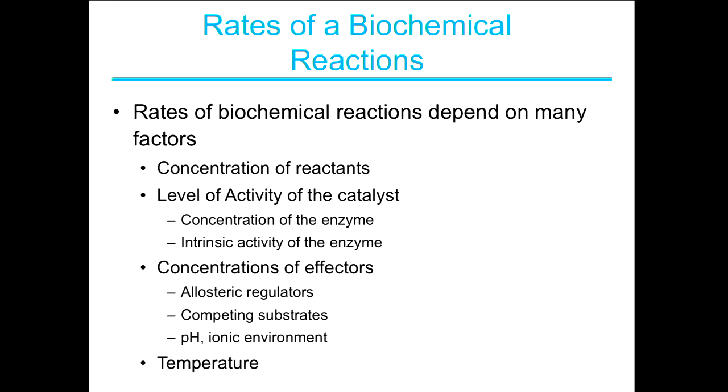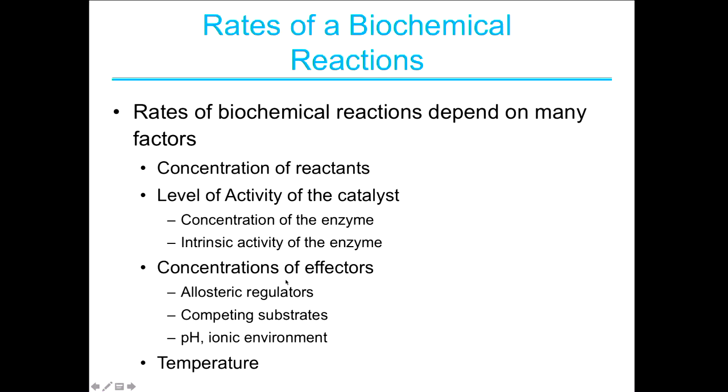Intrinsic activity of the enzyme, that just means that certain enzymes go really fast, make lots and lots of product really fast, and some are much slower. They don't need to make a lot of product. You only need maybe one of a certain type of molecule every hour. Another type of molecule, maybe you need 1,000 every minute or something. So some enzymes are much faster than others.